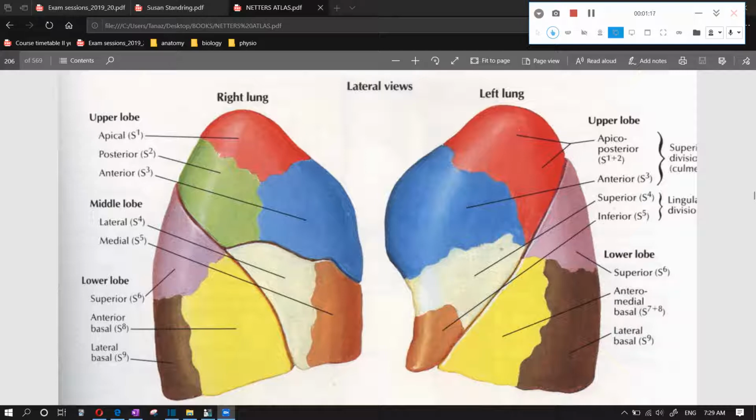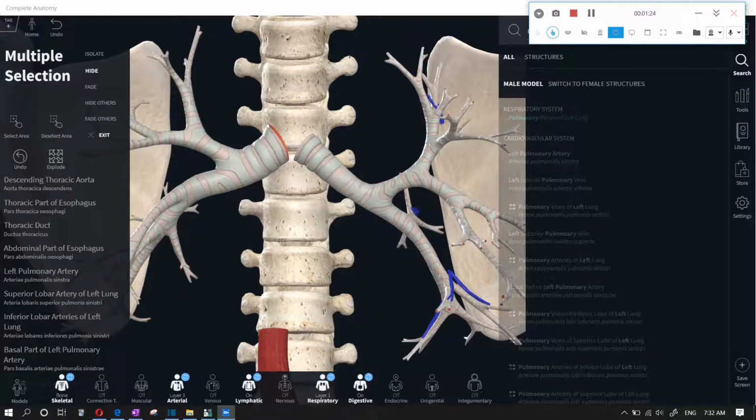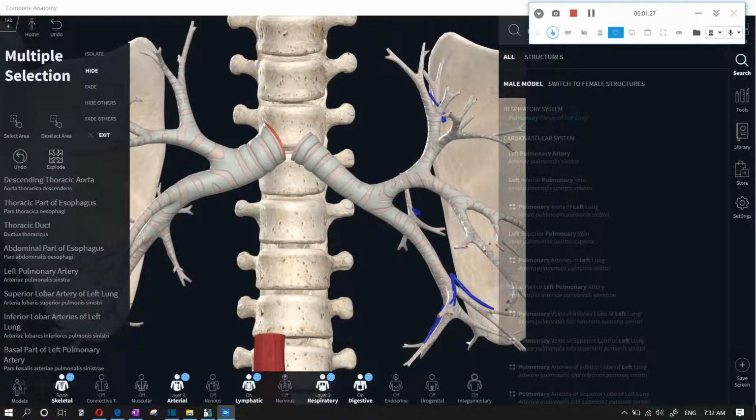The branching out of the left primary bronchus is somewhat similar to the right primary bronchus. Here again we find two lobar branches. The first is the superior lobar branch. It further divides into the apical, lateral, and the inferior. And then we also have the inferior lobar branch here. And this branching approximately happens at the level of T5.